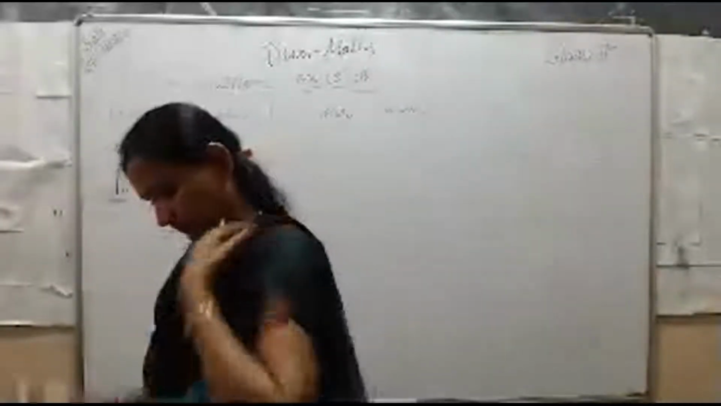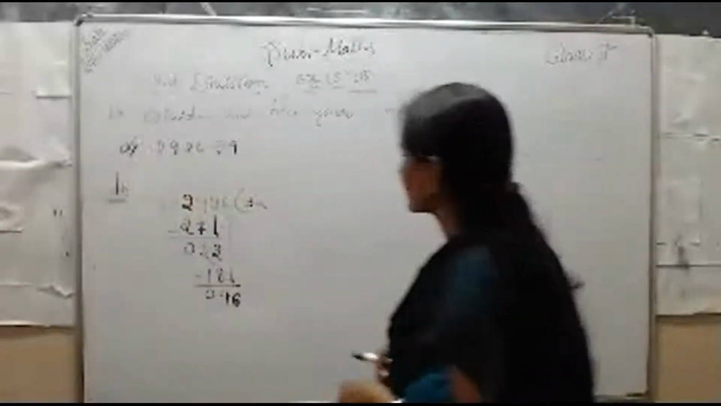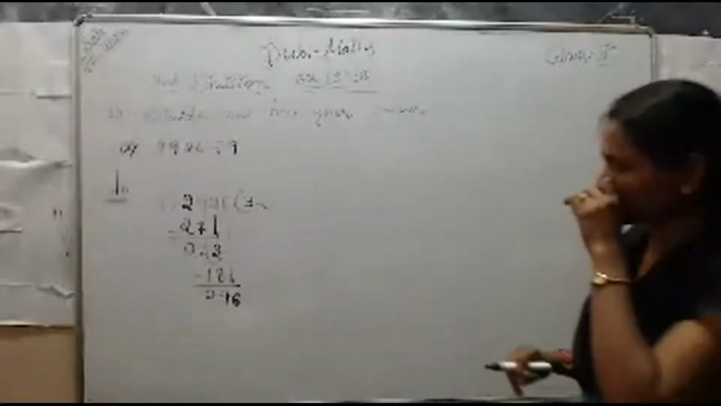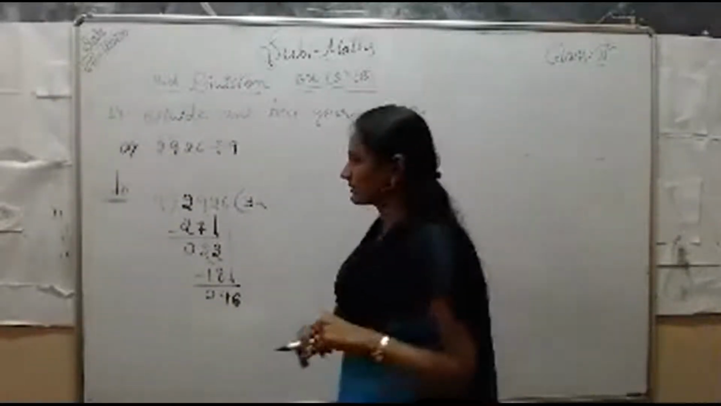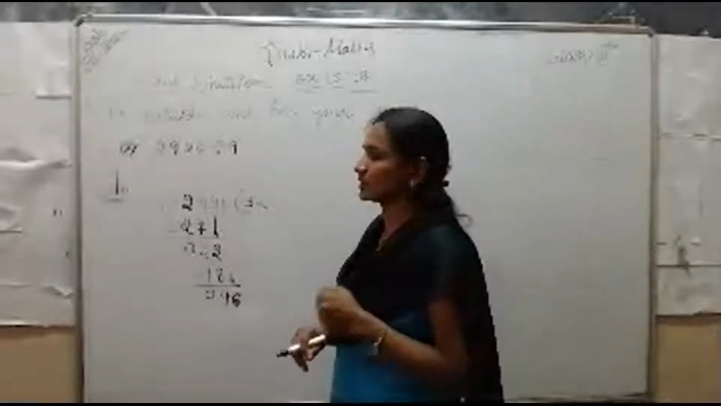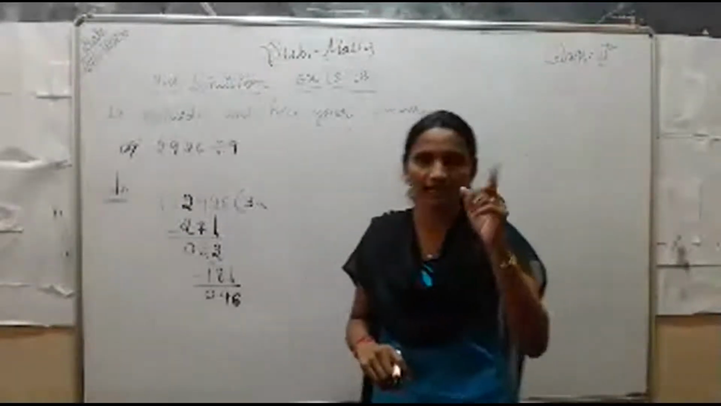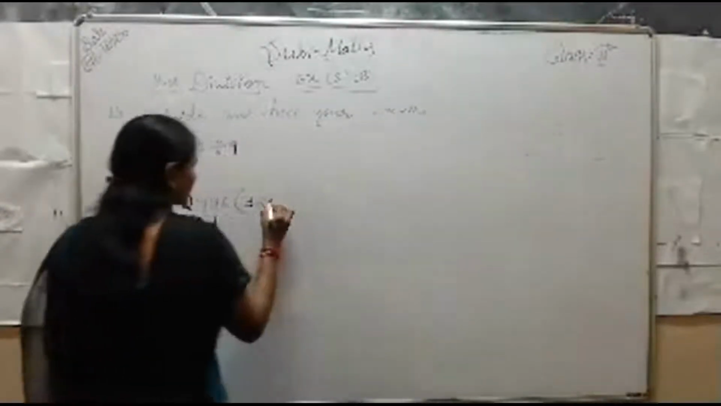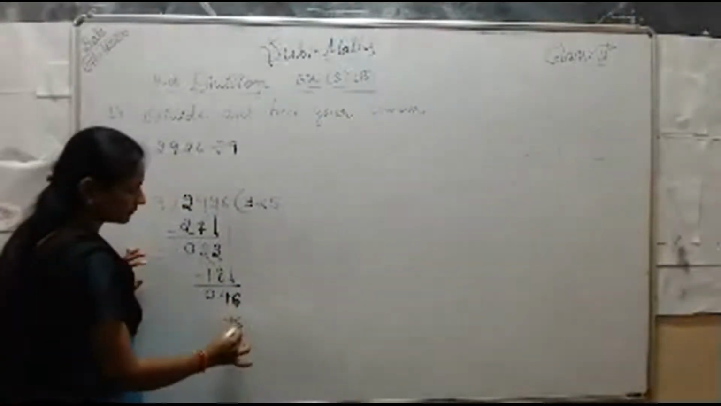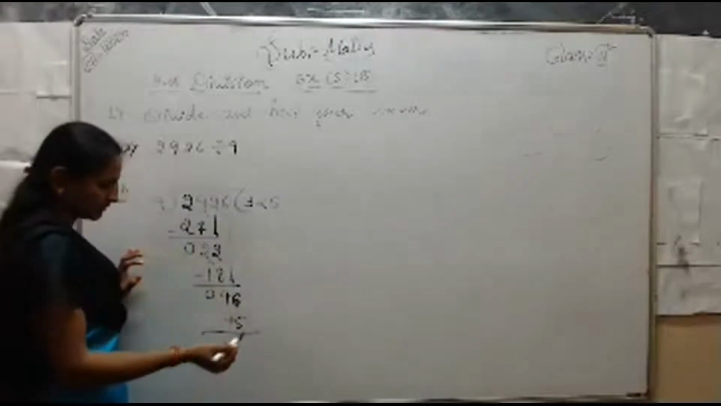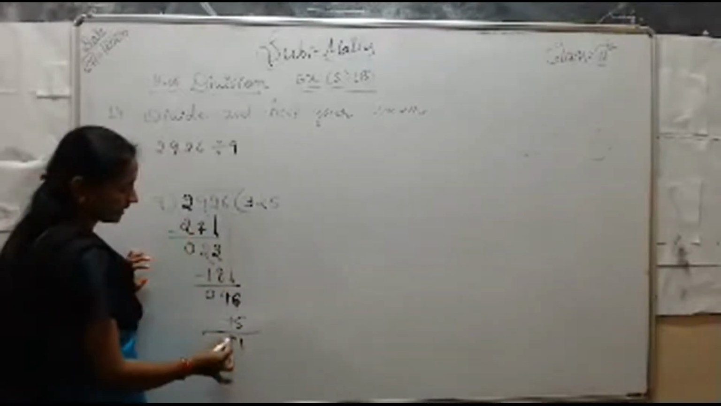Students, you have to take 46 down. The nearest number to 46 is 45. So 9 times 5 is 45, and you write 5 in the quotient. Then 46 minus 45 is 1, here 0.